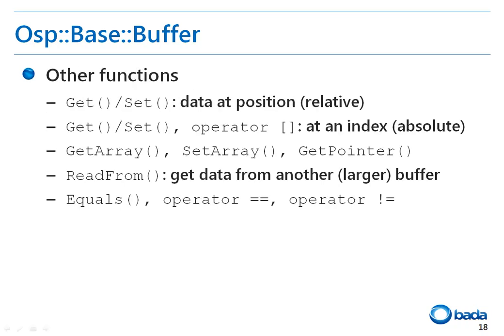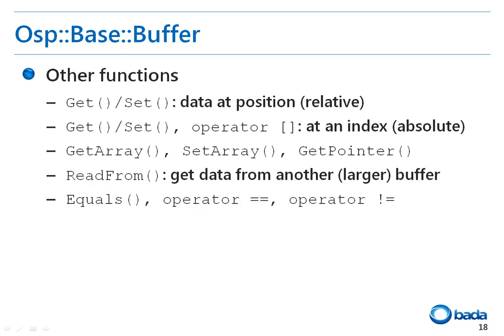The following functions to read or write to the buffer are provided. The get and set functions get and set data at the current position and then move the position accordingly. To get or set data regardless of the current position, the absolute function and the square bracket operation are supported. Additionally, functions to save data in the C array type and directly get the C array pointer are also supported.